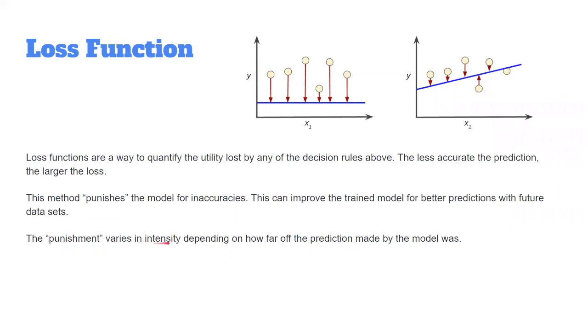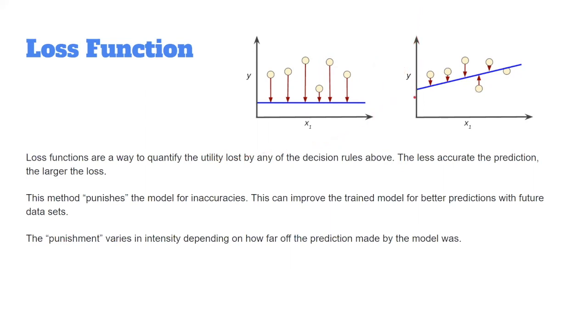The punishment varies in intensity depending on how far off the model was. So this means that if we look at this line as well as this line, for the first one, it's just a straight line, and these are the data points it has, and the blue line represents the predicted model that the computer made. We can see the different points or data sets are at different lengths from the actual trend line. So what the loss function does is it assigns each of these distances a value, and again, punishes the model for being inaccurate.